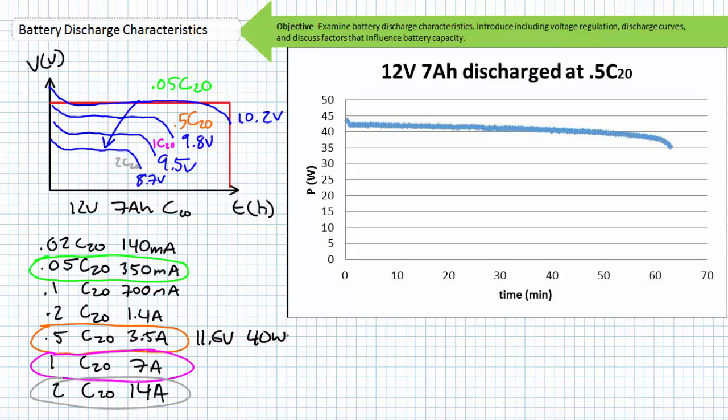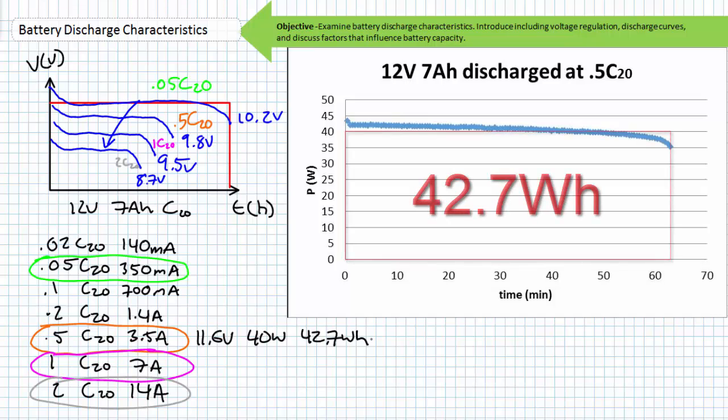Energy is power times time. Every second the battery delivers power, the energy delivered increases. Power is instantaneous in nature, whereas energy is cumulative. When the battery finally reaches the manufacturer recommended cutoff voltage of 9.8 volts over the course of 63 minutes, close to an hour, it has delivered a total amount of only 42.7 watt-hours of energy.